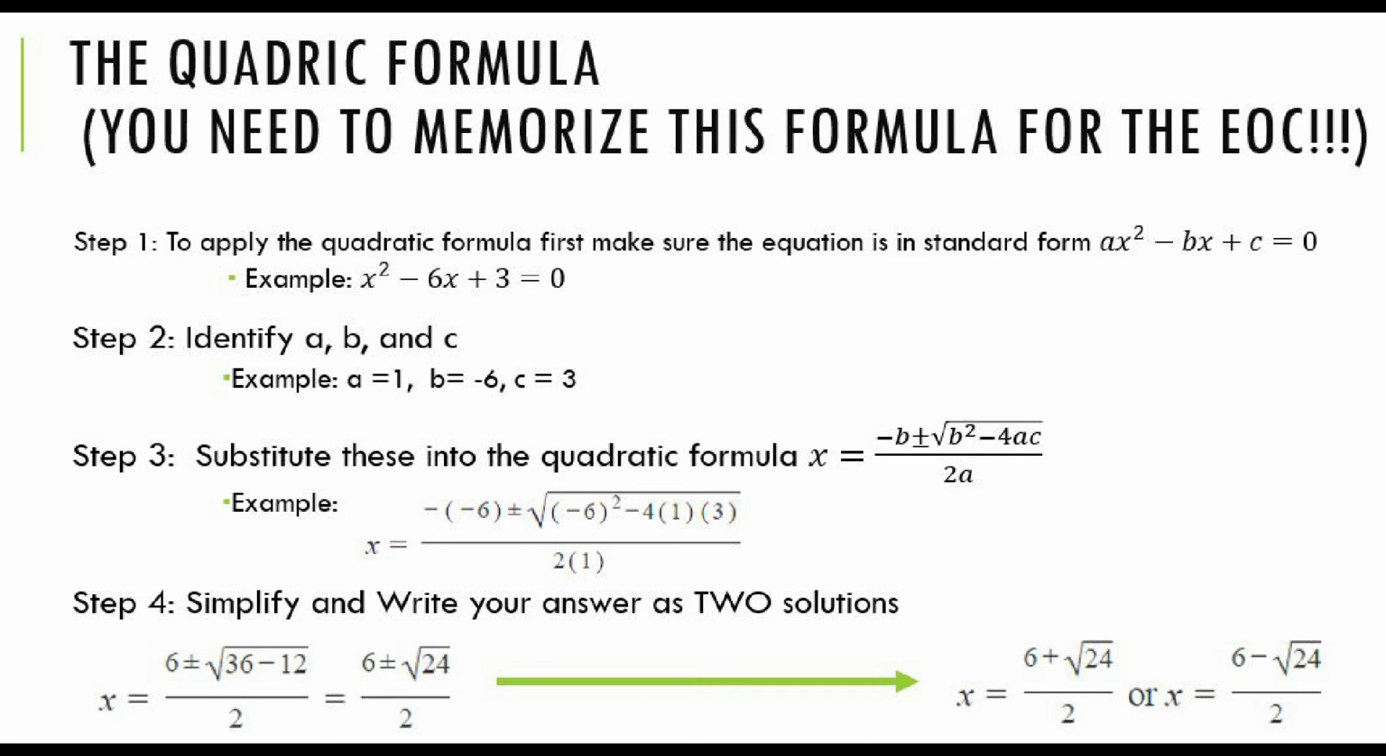Okay, now I'm going to subtract, so 36 minus 12 gives me 24. So now I have 6 plus or minus the square root of 24 over 2. Once you've got to this part, this is where you're going to write your two separate solutions. So I'm going to write one as 6 plus the square root of 24 over 2, and my other one is going to be 6 minus the square root of 24 over 2.